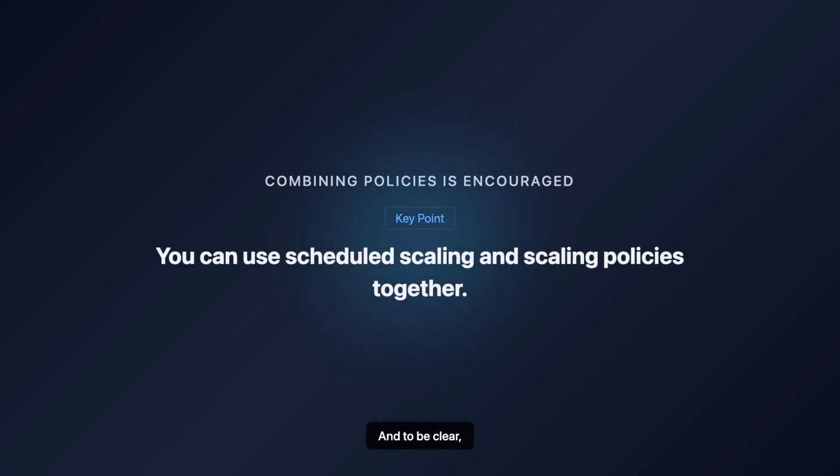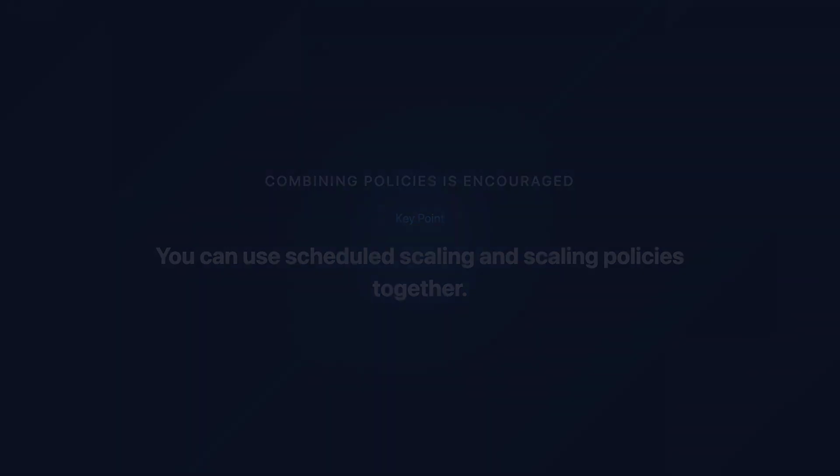And to be clear, running these policies together isn't a hack. Amazon Web Services explicitly encourages it. The documentation states you can use scheduled scaling and scaling policies together, and that after a scheduled action runs, the dynamic policy continues making its own decisions about whether to scale further. So the scheduled action sets your base capacity for the batch window, and target tracking fine-tunes on top of it in real time. That layered approach is the reference architecture for workloads that are predictable but still variable.